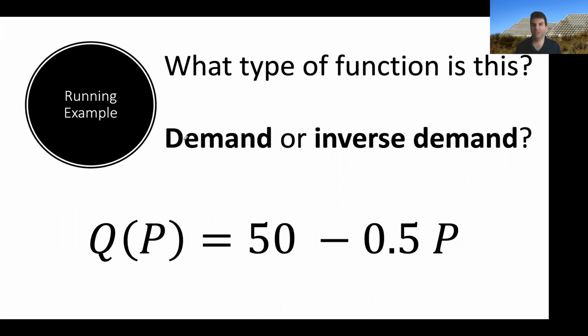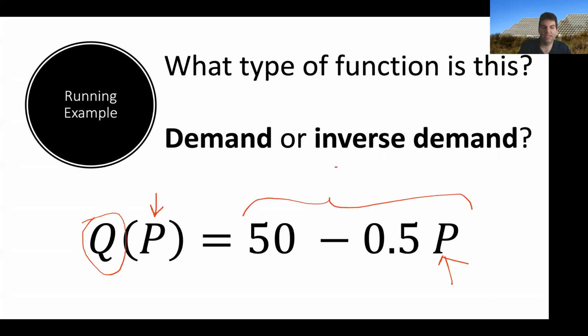First kind of question here: demand or inverse demand. We have to get used to just the names of these things because we have to call them something. So this here is a function that starts with price and then gives you quantity out. For any price that I give you, I multiply it by 1/2 and subtract that from 50, and I get a quantity which represents how much you're willing to buy, up to that quantity, for that price.